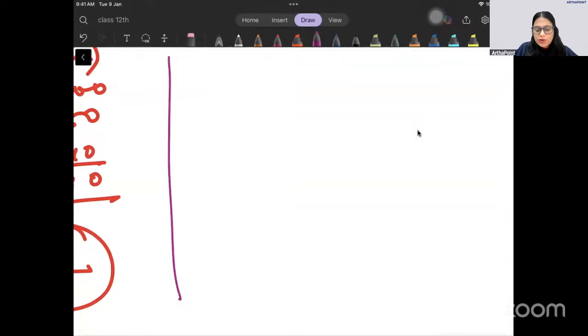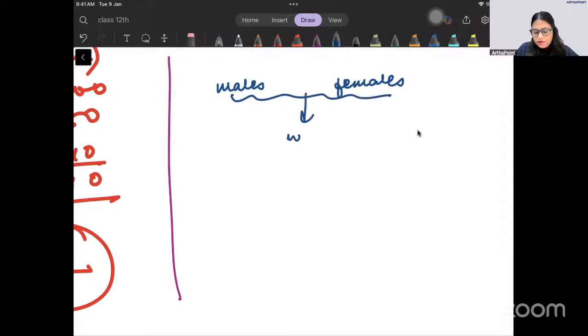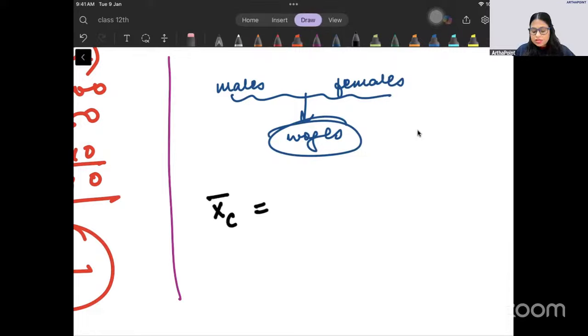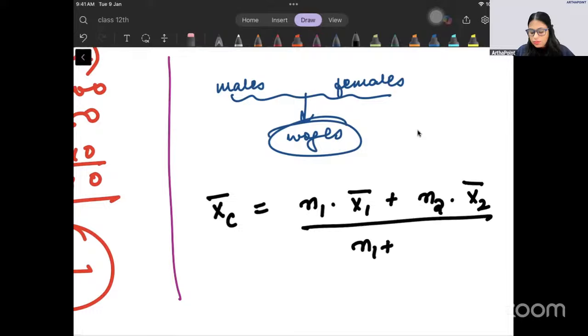Combined mean is usually used whenever you are given some groups. Groups means suppose you are given males and females, and in both cases you are also given their wages. So whenever we find the combined mean x bar, I can call this C. This will be the number of people in the first group into the mean of that group, plus the number of people in the second group into the mean of that group, upon the total number of people.